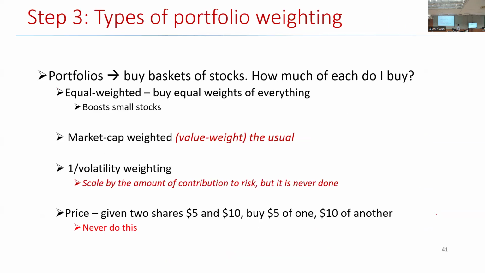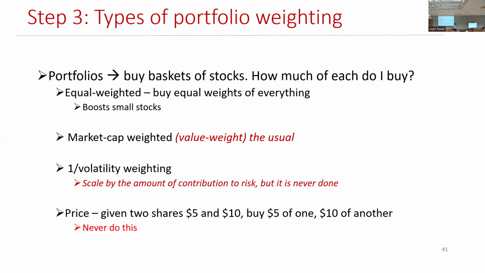Okay. So we formed a long short portfolio. In the long leg and short leg, we have to decide how we allocate our money. So again, we basically do equal weighting or market cap weighting. One thing that I think would actually be good, and some papers do this, is 1 over signal or 1 over volatility weighting.